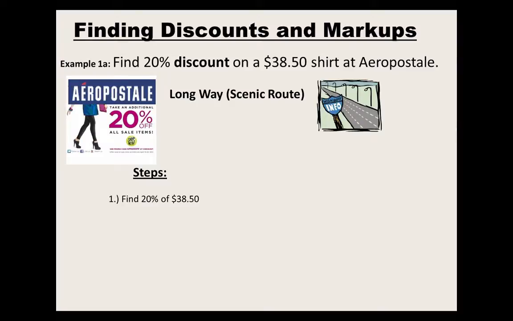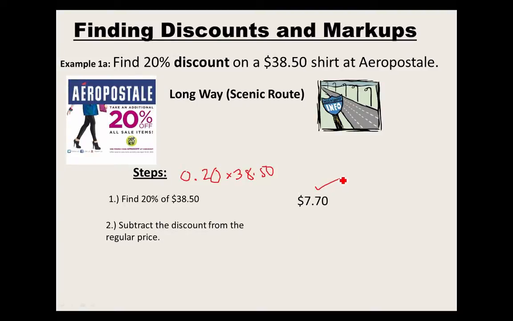And to find 20% of $38.50, you just do 0.2, 0.20 if you want to think of it that way, times $38.50. There you go, you get 7.7. Your calculator will say that, 7.7, but we all know that means $7.70, not $7.07, right? Okay, moving on. Now subtract that from the regular price, because $7.70, that's what you're saving. That's the amount that is being taken away from the original price.